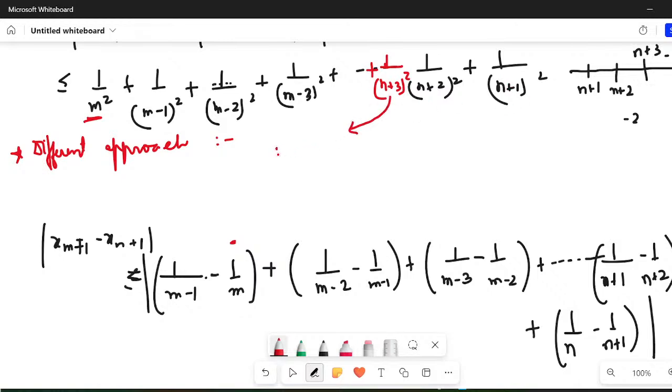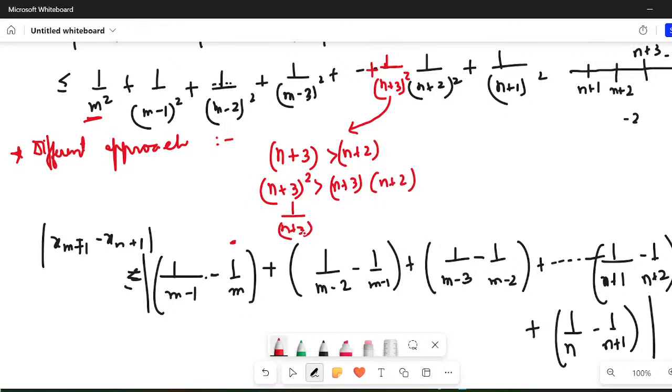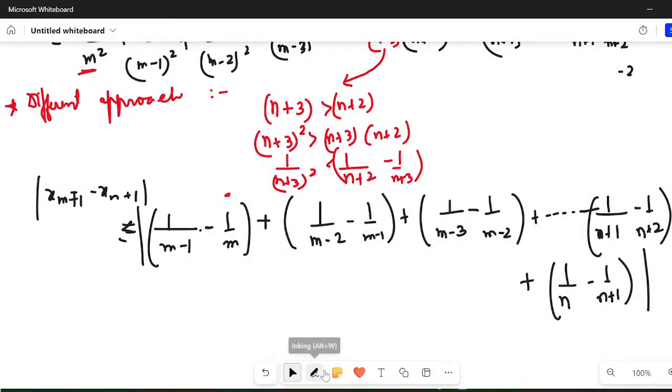So what would be n plus 3 whole square? What is my plan? I would compare n plus 3 with n plus 2, right? If I compare n plus 3 by n plus 2, here I'll get n plus 3 whole square is greater than n plus 3 into n plus 2. And if I want to write 1 upon n plus 3 whole square, it would be less than 1 upon n plus 2 into n plus 3. I'll write this way. So the third term before the penultimate term, I can write that it is less than, or strictly I should write, it's not even equal to, it's less than this. Just give me a minute.